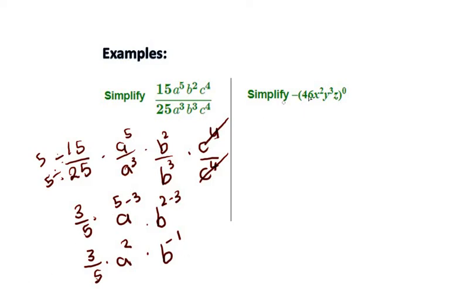Let's go to the next example. Simplify negative 46x squared y cubed z, all to the power of 0. Any number to the power of 0 is 1. So this is all equal to 1. Negative, so the answer is -1.